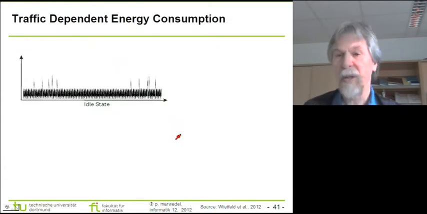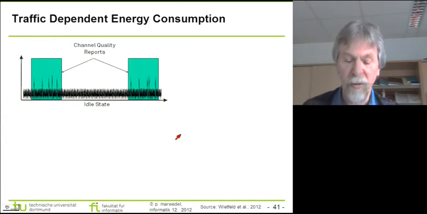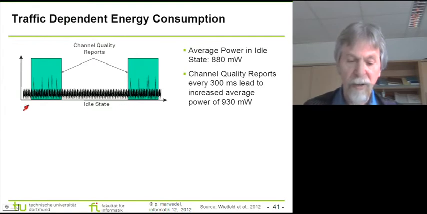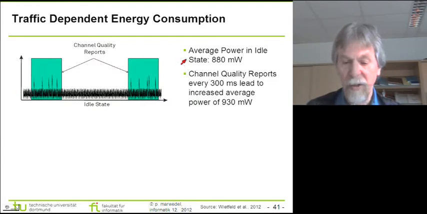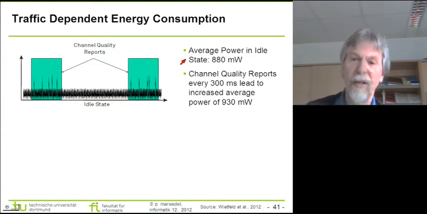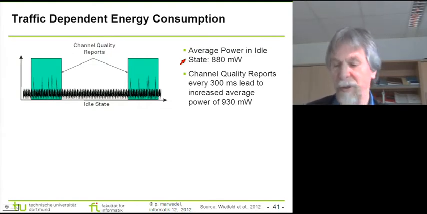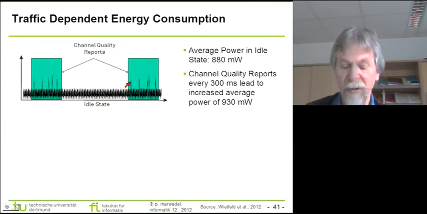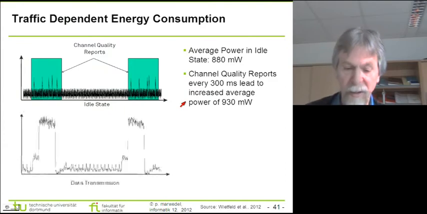In this setup, the resulting energy consumption was computed, and you can see, for example, that in the idle state, there is a certain amount of energy that is required. On the average, the device is consuming 880 milliwatts. It's not a very power efficient device. It's not a real mobile phone, so it's consuming a little more than a mobile phone would consume, I think, on the average. And then you can see that there are certain reports about the channel quality where the consumed power is increasing a little.